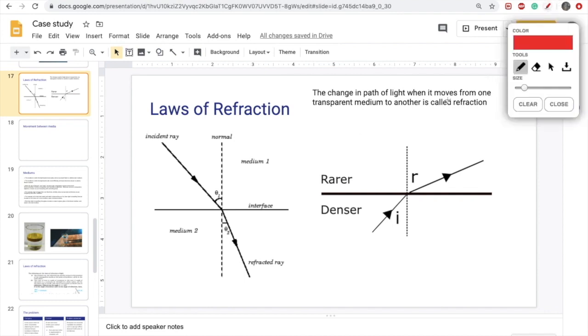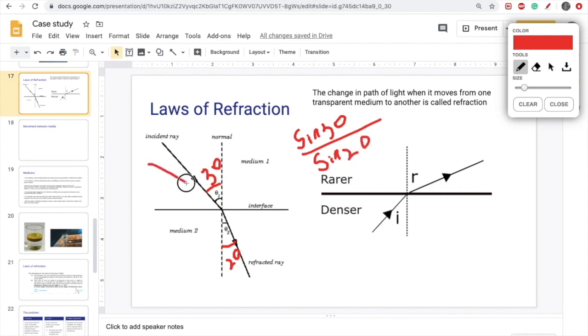So if it comes in at 30 degrees and goes at 20 degrees, then what is the refractive index? I did not tell you what the refractive index is, no? Okay, wait. What they have told is that this is a constant: sine of angle of incidence by sine of angle of refraction. So sine 30 by sine 20. Okay, this is one constant.